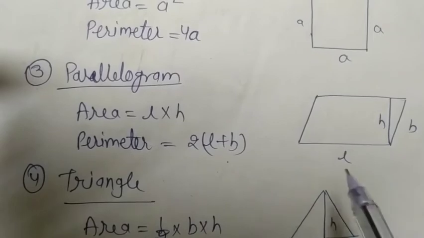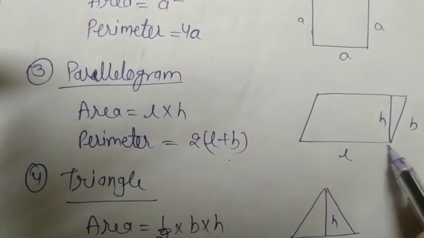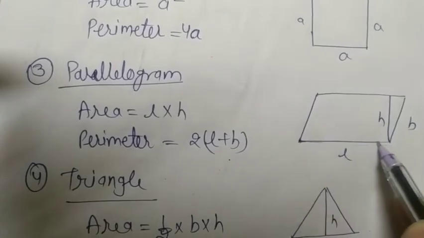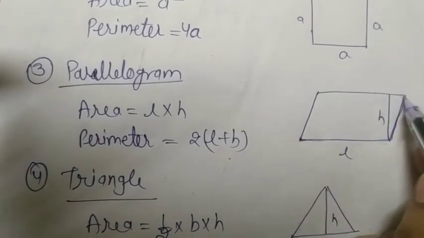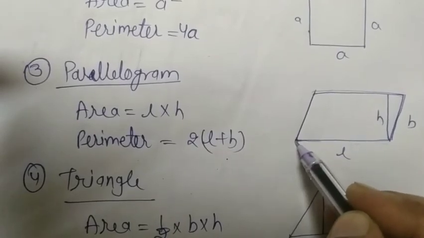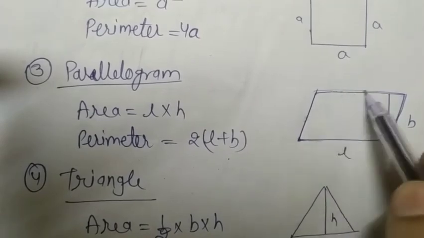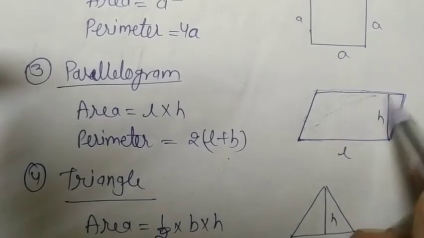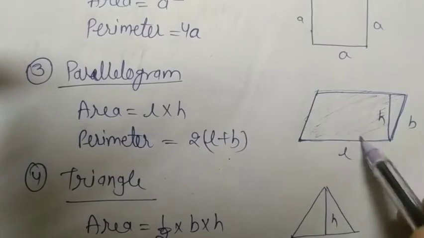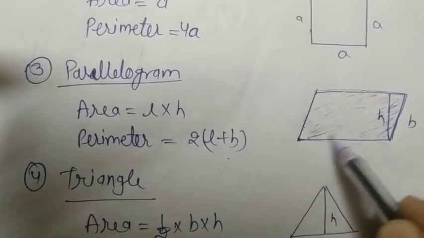Remember that the perimeter means that if we are moving on the boundary only, then how long we will walk, that is called perimeter. And area means that the total portion which is covered by this figure is called area. Okay.